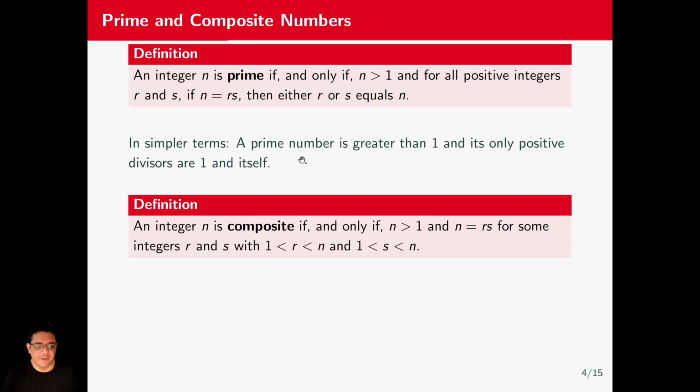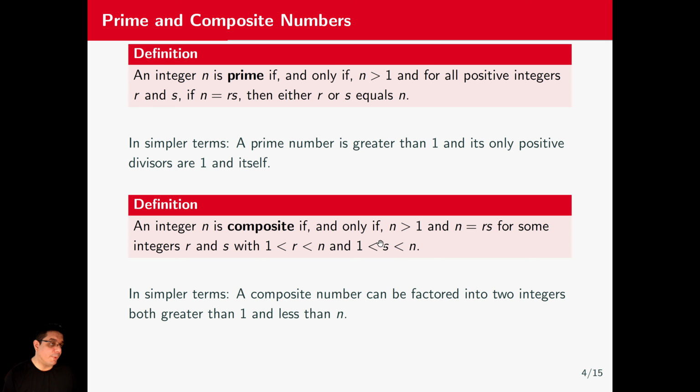In terms of composite, an integer is composite if you can see the number as the multiplication of two other numbers that are smaller than the number we're trying to get. Notice I write n equals r times s, where r is a number between 1 and n, and s is also a number between 1 and n, and the multiplication of those gives me n. In simple terms, a composite number can be factored into integers both greater than 1 and less than n.